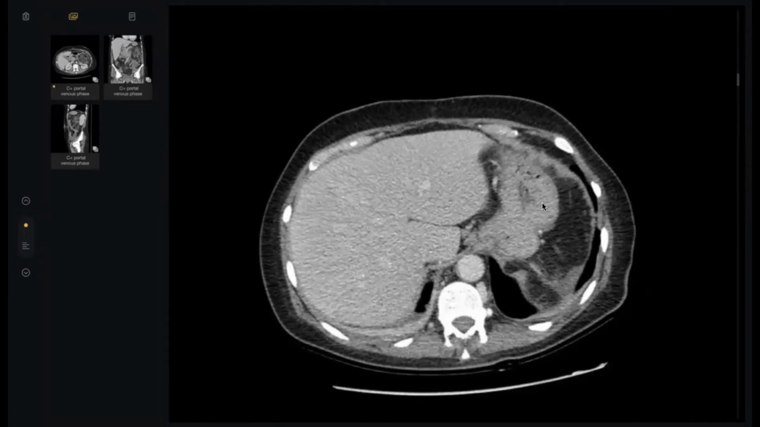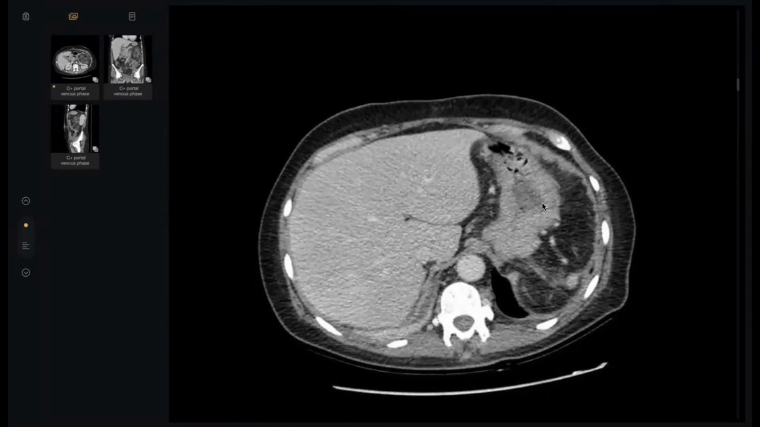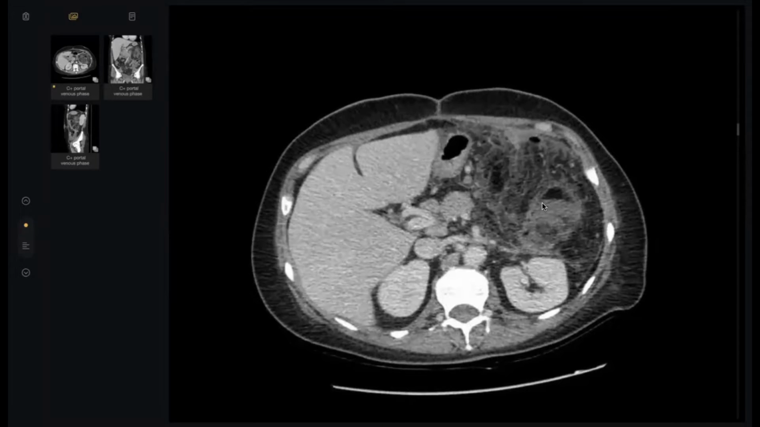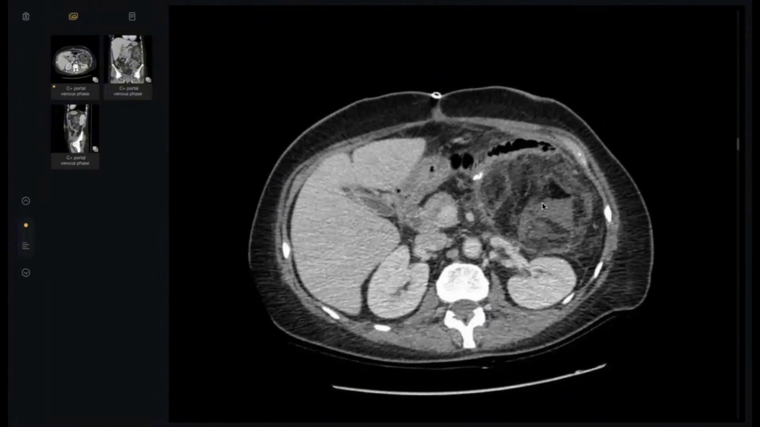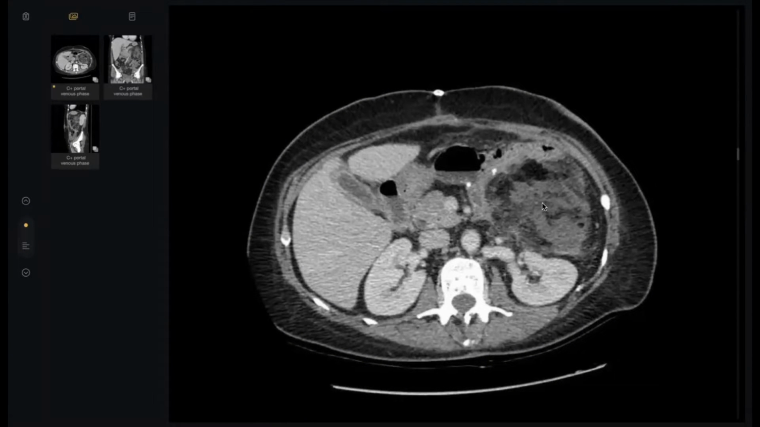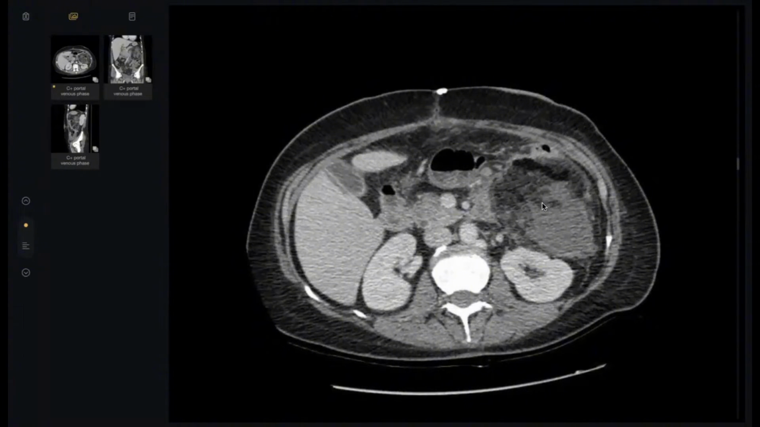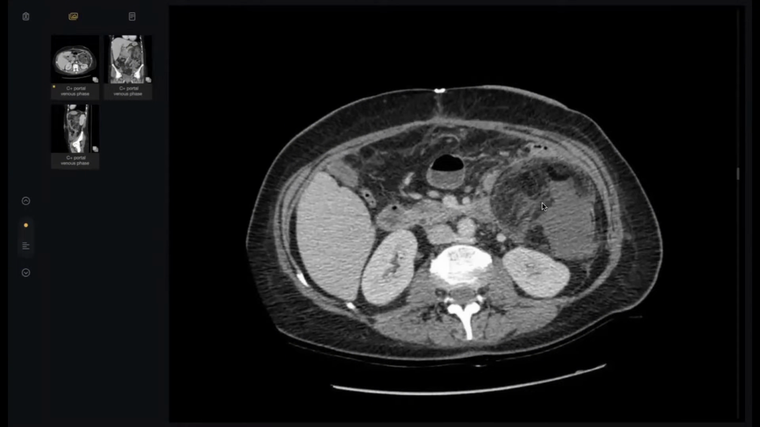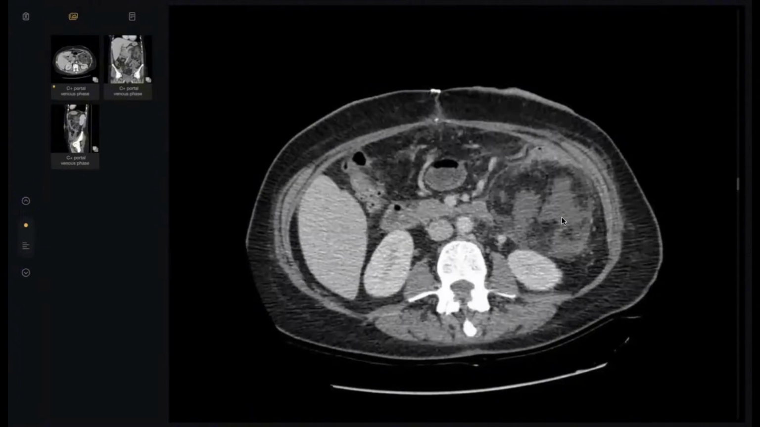Not really sure. What is the most common pathology or complication? Omental infarction. Yes, excellent. Omental fat infarction. But this is a collection, right? What happened? Again, go down.